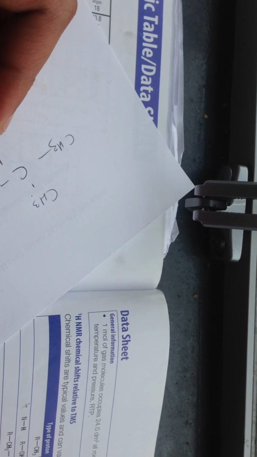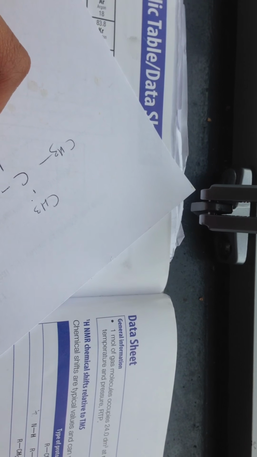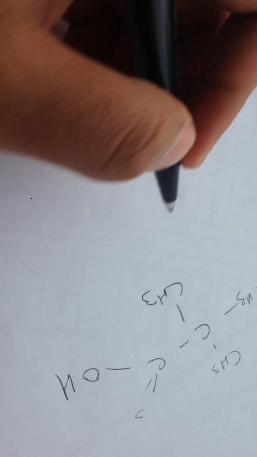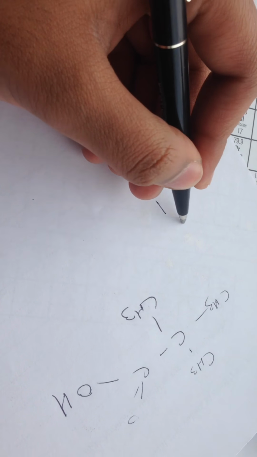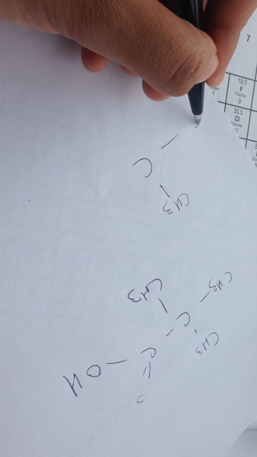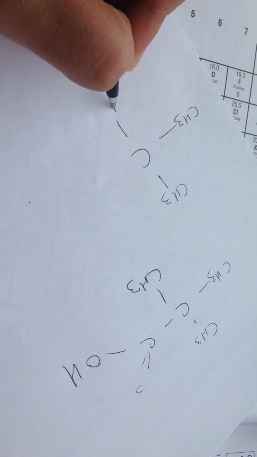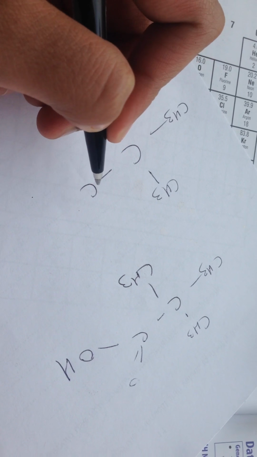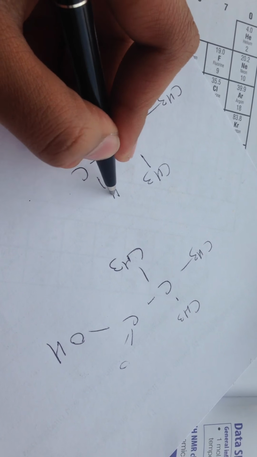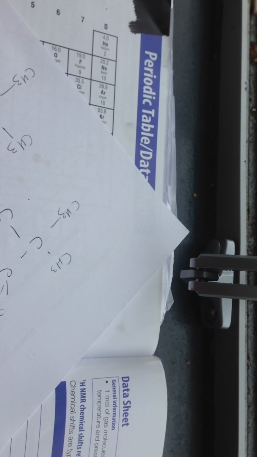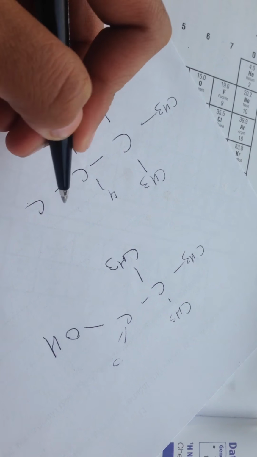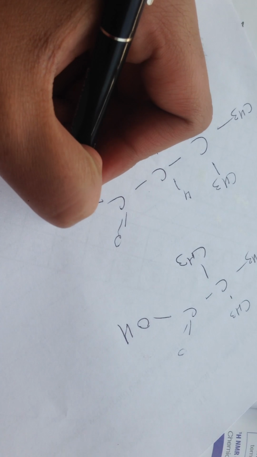Another carbon, OH. We've got a second carboxylic acid. It's got CH3, hydrogen, carbon, and then another carbon, the carboxylic group.